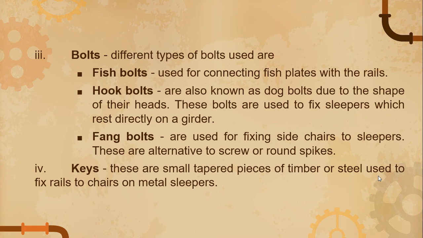The next one is the bolts. There are different types of bolts that are used. The first one is fish bolts, used for connecting fish plates with the rails. The second one is the hook bolts, also known as dog bolts due to the shape of their heads. These bolts are used to fix the sleepers which rest directly on a girder. Fang bolts are used for fixing side chairs to sleepers. These are alternatives to screw or round spikes. Keys. These are small tapered pieces of timber or steel used to fix rails on metal sleepers.